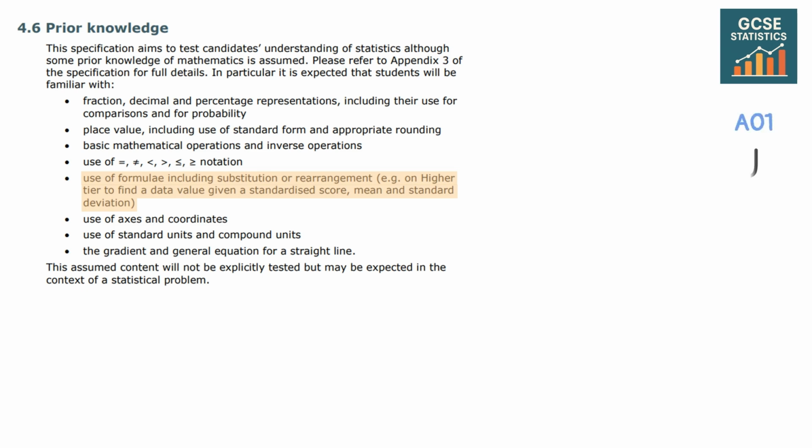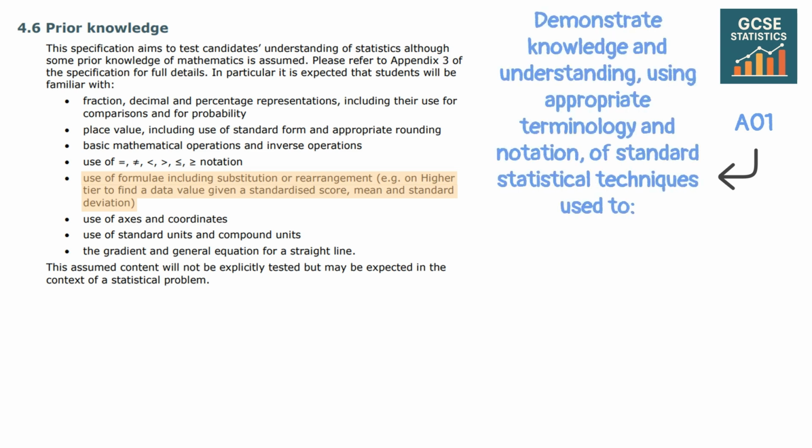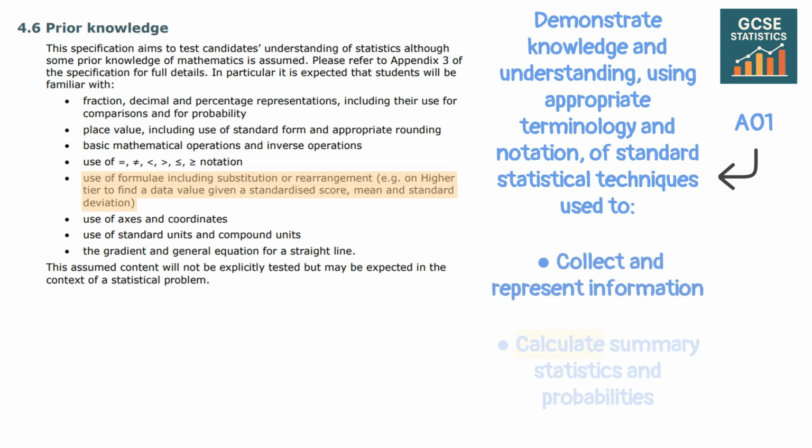If you look at the specification, AO1 tests you on your ability to demonstrate knowledge and understanding using appropriate terminology and notation of standard statistical techniques used to collect and represent information and calculate summary statistics and probabilities. The second bullet point is the most important here. For the Excel at least, and mostly AQA, AO1 contributes to around 55% of your marks. I would admit that it's not entirely for calculations, but a hefty chunk is still in this assessment objective. If you're not confident with equations, you'll be missing out on a lot of marks. So without further ado, let's get into it.